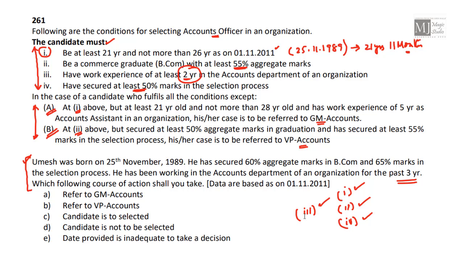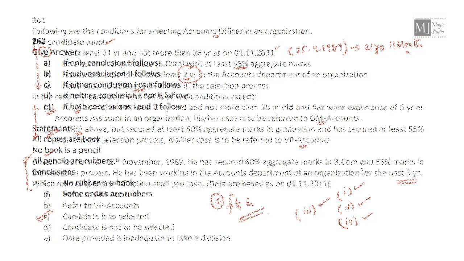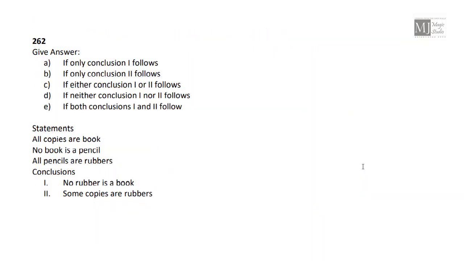So all the 4 conditions are clearly fulfilled. So Mr. Umesh should be selected. A, B, C. Option C says the candidate is to be selected directly on this ground. C fits in.